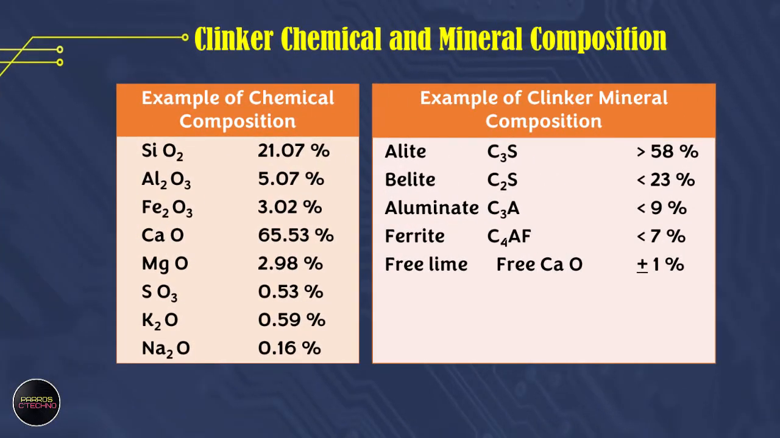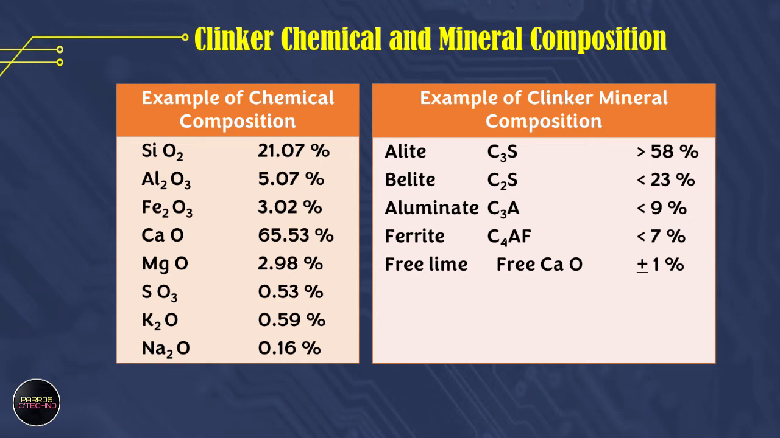Clinker chemical and mineral composition. An example of chemical composition of clinker is SiO2 about 21.07%, Al2O3 about 5.07%, Fe2O3 about 3.02%, CaO about 65.53%, MgO about 2.98%, SO3 about 0.53%, K2O about 0.59%, and Na2O about 0.16%.